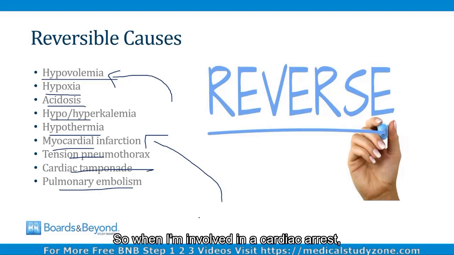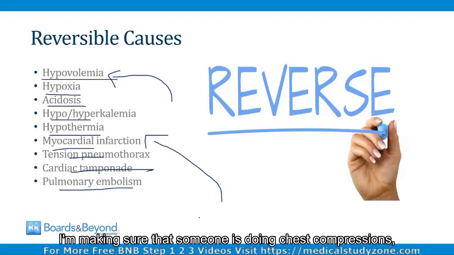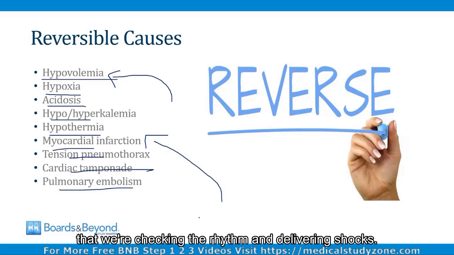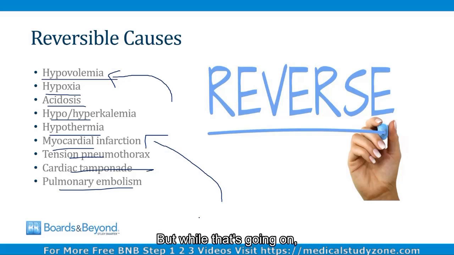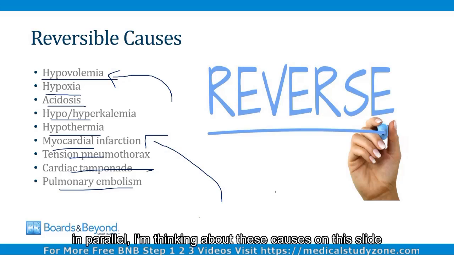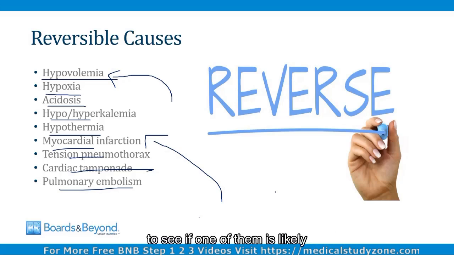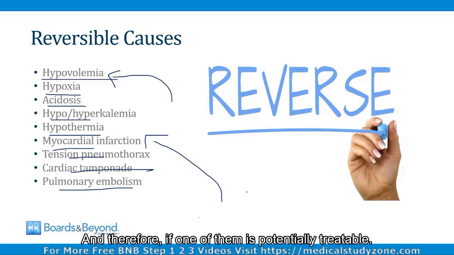So when I'm involved in a cardiac arrest, I'm making sure that someone is doing chest compressions, that we're checking the rhythm and delivering shocks. But while that's going on, in parallel, I'm thinking about these causes on this slide to see if one of them is likely to have caused the patient's cardiac arrest, and therefore, if one of them is potentially treatable.